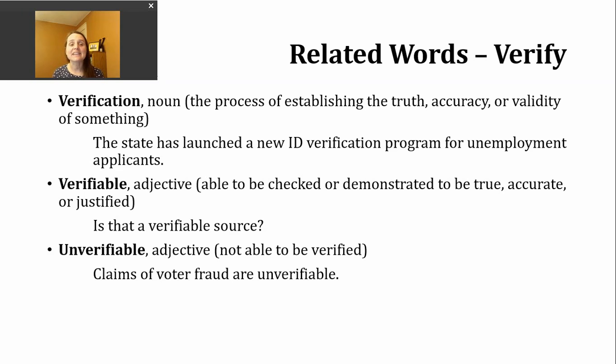The next word we're going to look at is the adjective verifiable. So we can see the suffix able, able, and so this is probably not going to be a shock. Verifiable means able to be checked or able to be demonstrated to be true, accurate, or justified. So a way you might hear this used is a verifiable source.